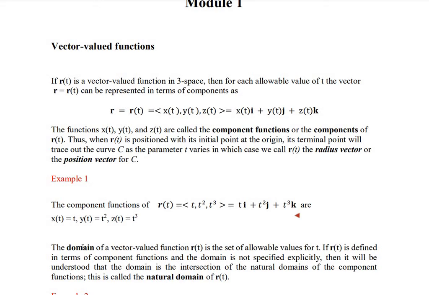Now the next one is the domain of the vector valued function. The domain of vector r of t is the set of all allowable values for t. If vector r of t is defined in terms of component functions and the domain is not specified explicitly, then it will be understood that the domain is the intersection of the natural domains of the component functions. That is called the natural domain of vector r of t.